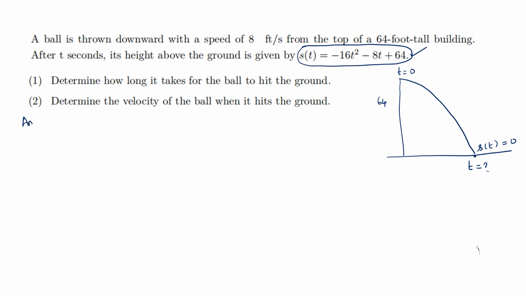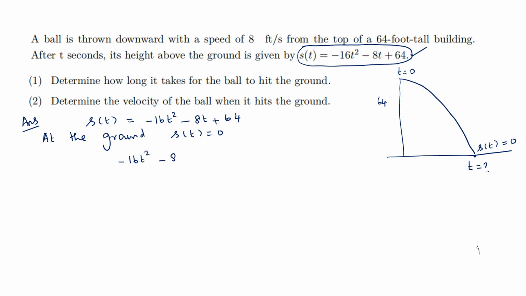Okay, so we have to write s of t equal to minus 16t square minus 8t plus 64. At the ground, s of t equal to 0. So minus 16t square minus 8t plus 64 equal to 0. So it is a quadratic equation. Solving this quadratic equation to get the value of t.